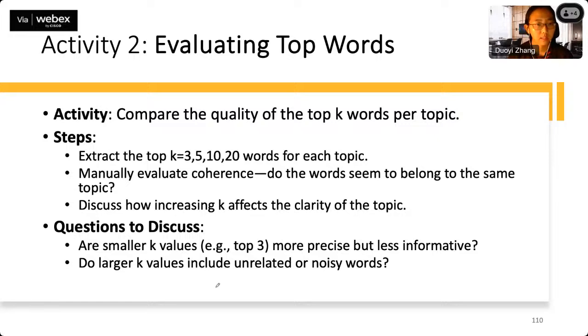The second activity is about evaluating top words, because that's another hyperparameter which might be used in the work. You can try to extract the top 3, 5, 10, and 20 words for each topic. So that's the loop within each topic. And you can evaluate how the model performs with a smaller value, like the top 3 words of each topic, and what's going on with a larger value. For example, you have 50 or 20 topics to be evaluated for each topic.